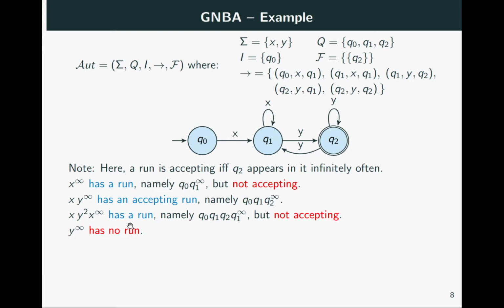It is also easy to see that the word y infinitely has no run, since there is no way to start in Q0 with a y. Also, x, y, x infinitely has no run. If we start in Q0 and try to find a run for it, we make it to Q1, then to Q2, but then we get stuck because we have no x transition in Q2.